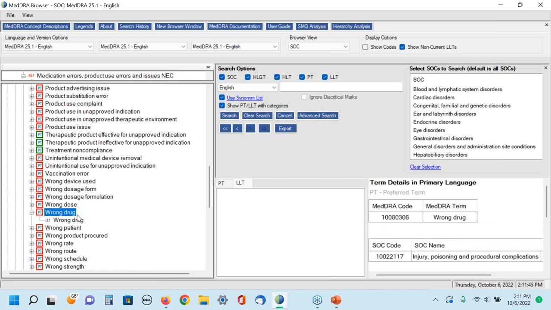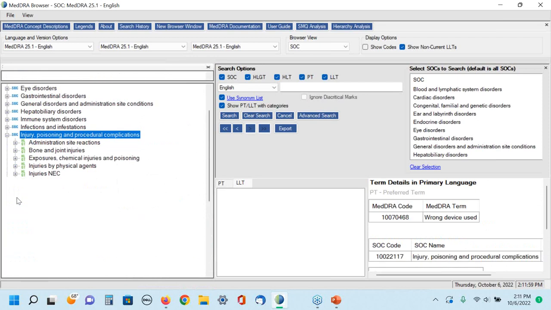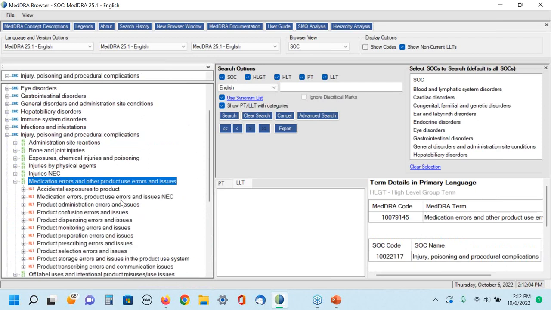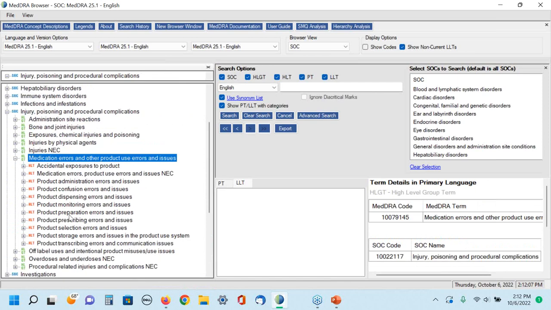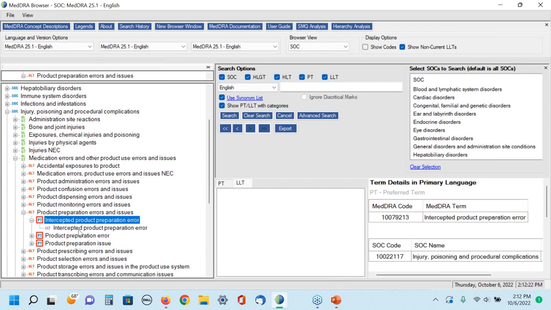Now, the second part of this that I want to look at is this whole idea of there was a medication error, and that medication error was intercepted. So the whole point here is I'm going to again go into injury, poisoning, and procedural complications. I'm going to go to my standby, which is to go into medication errors, and look specifically for where did this error occur. It occurred in product preparation. I go here and I find intercepted product preparation error. And I open that up, and here is an LLT for intercepted product preparation error. So the interception or the error is defined by when did it occur, not when it was discovered. And the error occurred at the point of product preparation.